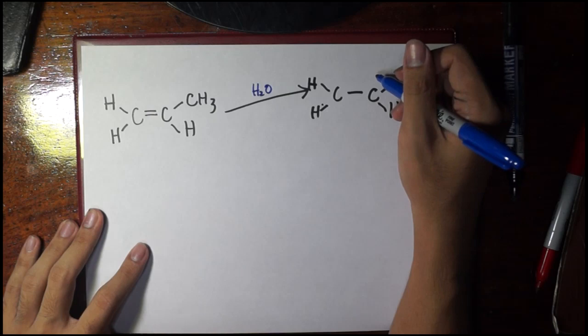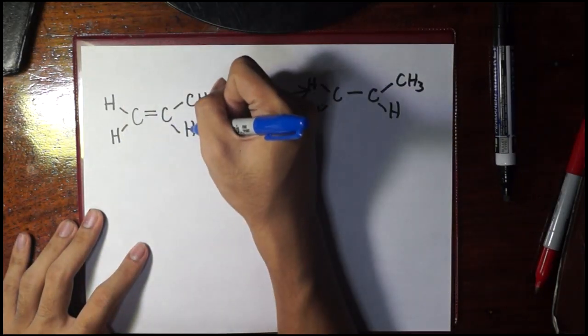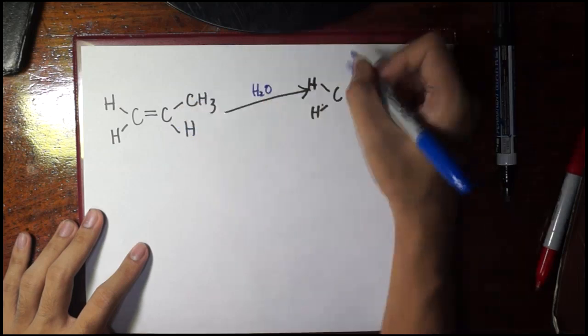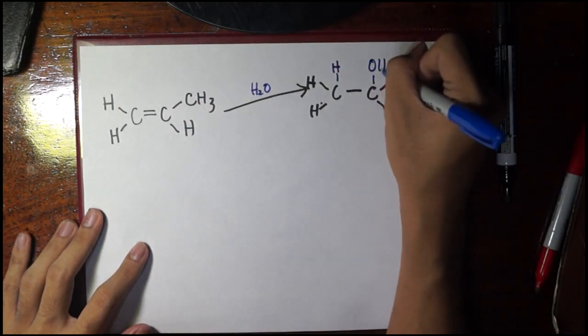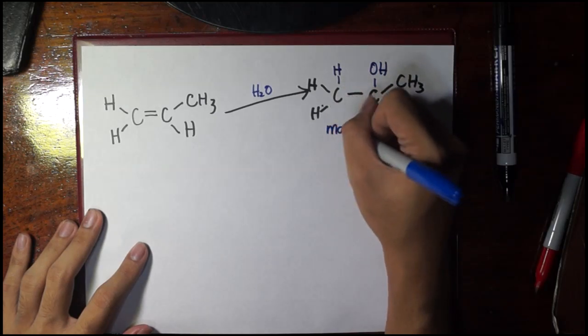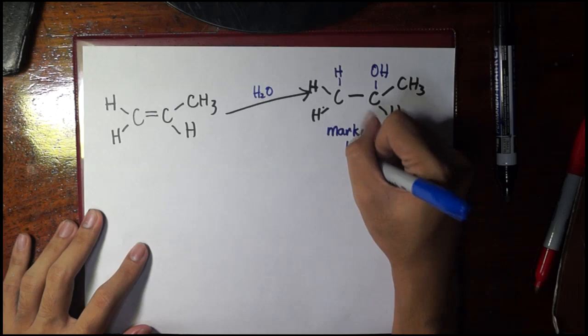So which one should have the H? Since this carbon has more hydrogens than this one, it should get the H, right? And this one should get the OH. This is a Markovnikov's product because we follow Markovnikov's rule.